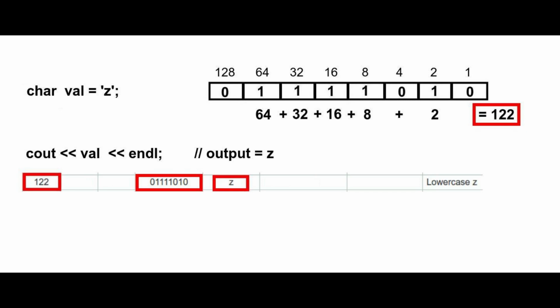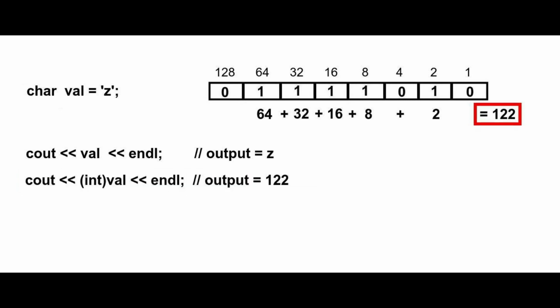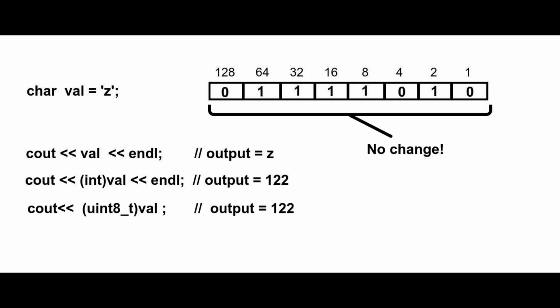If we then tell our computer, hey, I now need this value, val, to be interpreted as an integer, the output is going to be the number 122. And the binary value stored in memory will not have changed. The same is also true if you were to cast it into an unsigned integer.